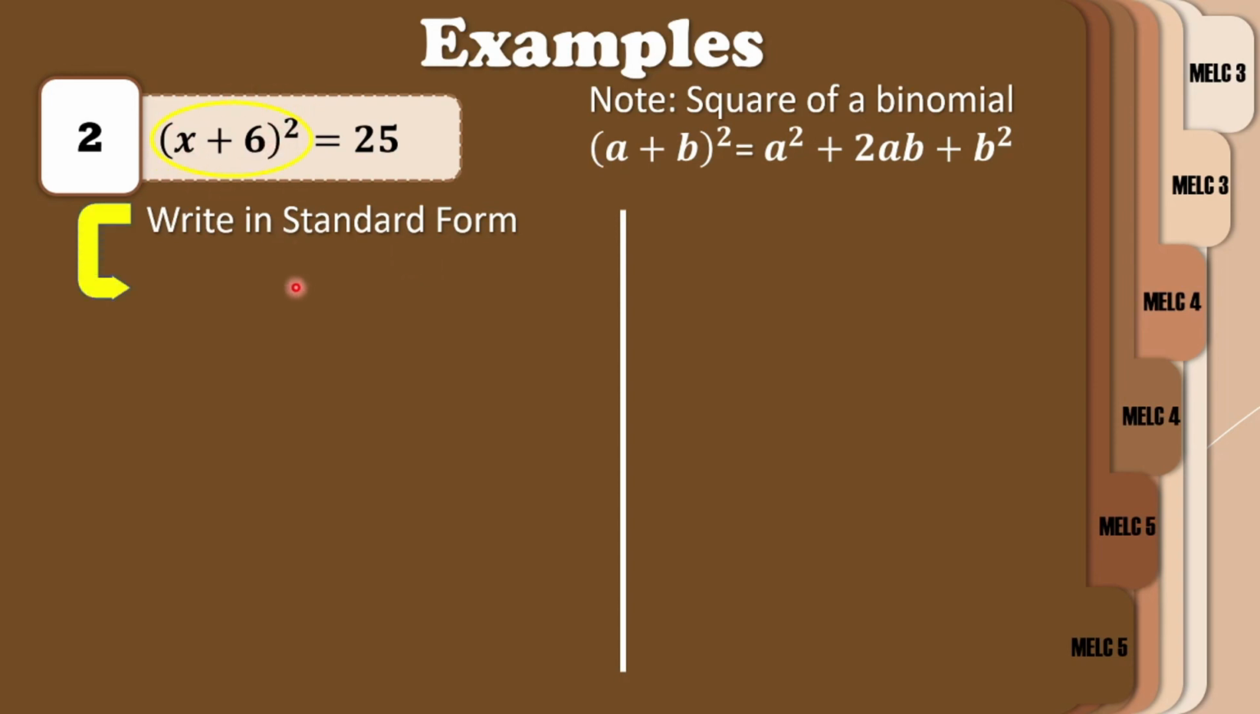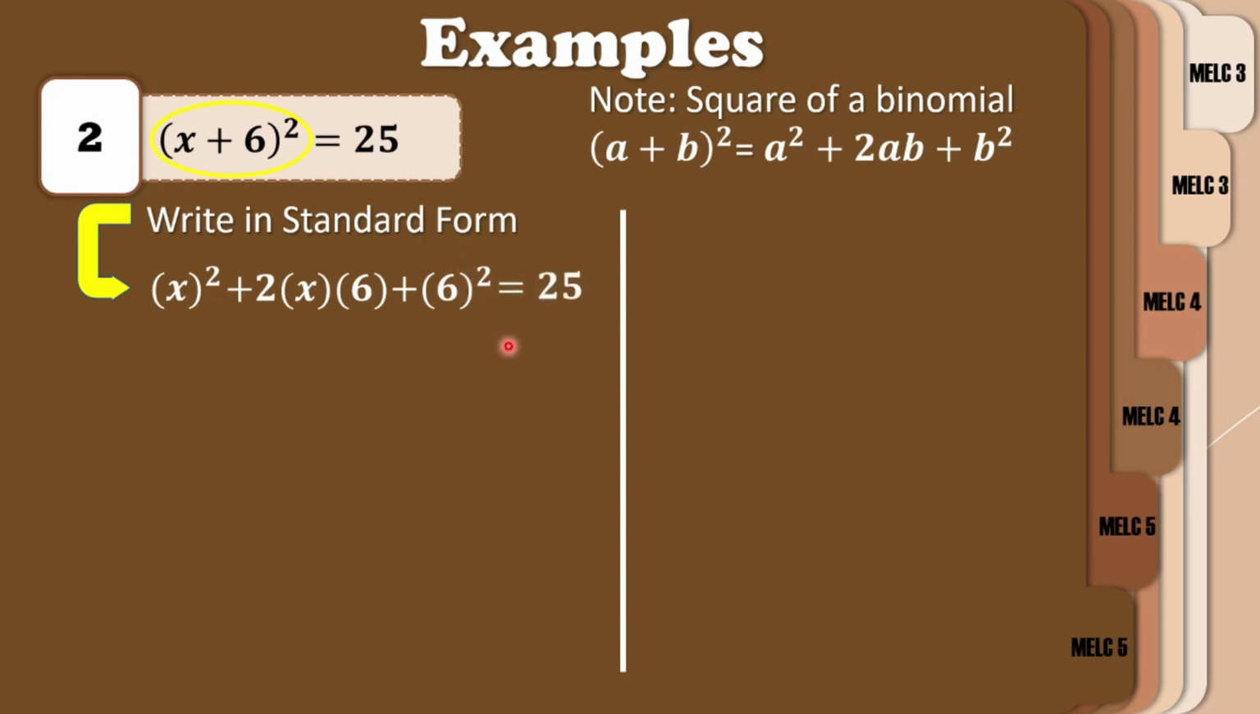So, gagamitin natin itong note dito in writing the standard form itong ating left side ng ating equation. So, we have x squared. So, ito yung ating first term. I-square natin. Then, another plus 2ab. So, our first and second term dito is x and 6. We have plus 2 times x times 6. Then, our square of our last term, which is b, dito naman sa original equation, that is 6. So, that is plus 6 squared. Then, copy natin yung is equal to 25.